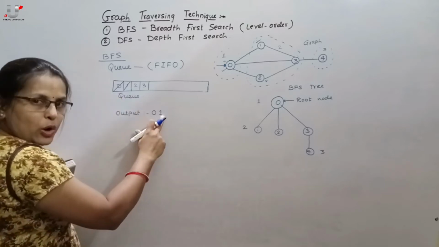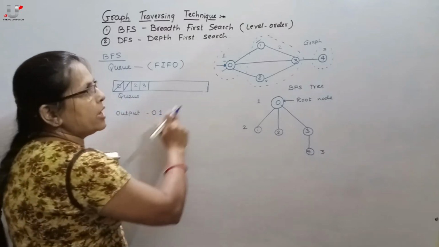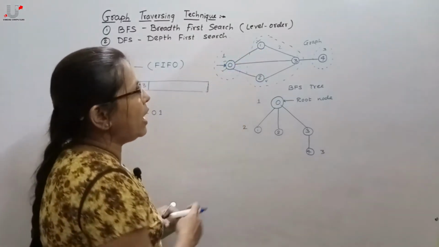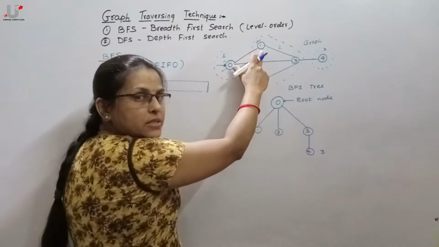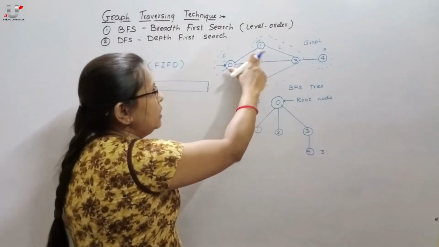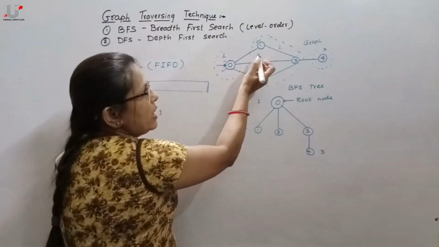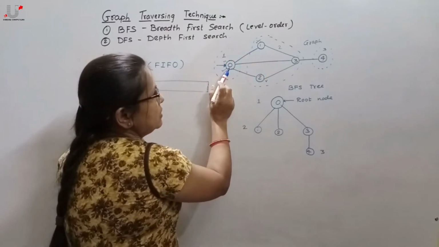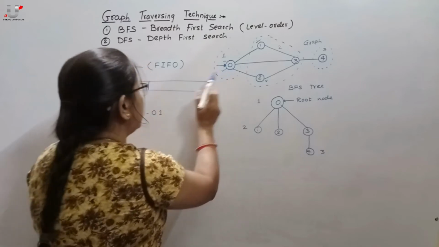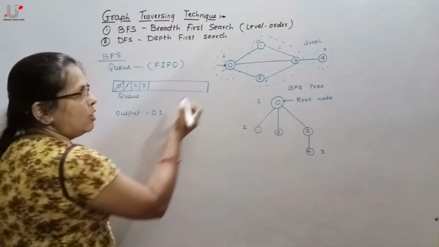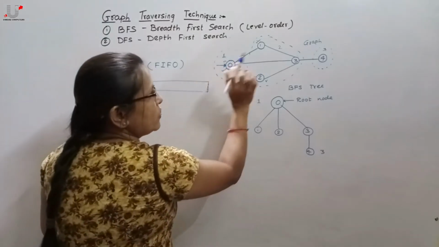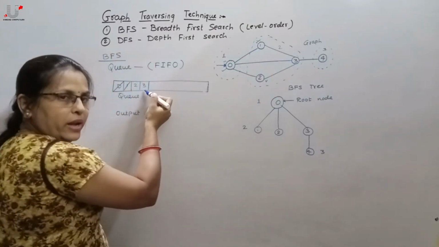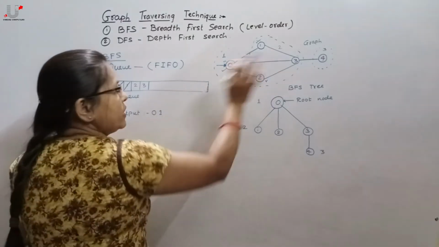After adding 1 to the output list, now we have to explore 1. Explore means we have to add all the adjacent unvisited nodes into the queue. So the adjacent unvisited nodes to 1: 0 has already been visited or marked as visited, so leave it. The next adjacent node to 1 is 3, and as 3 is already added to the queue, leave it.